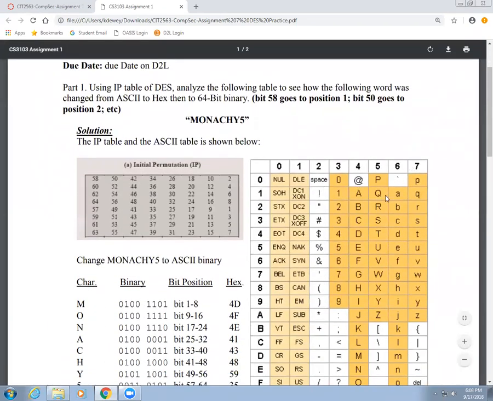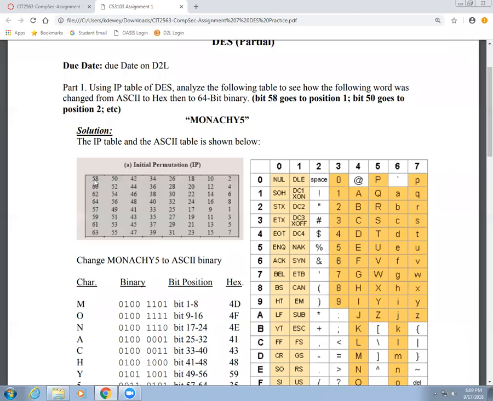It is very important you read this stuff up here. Use the initial permutation or IP table of DES. Analyze the following table to see how the following words are changed from ASCII to hex, then to 64-bit binary. Bit 58 goes to bit 1. So in other words, whatever's in bit 58 goes to position 1. Whatever's in bit 50 goes to position 2, and so on and so forth. Everybody see how to read that?